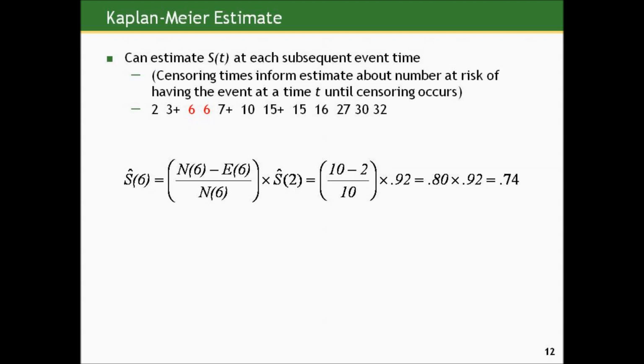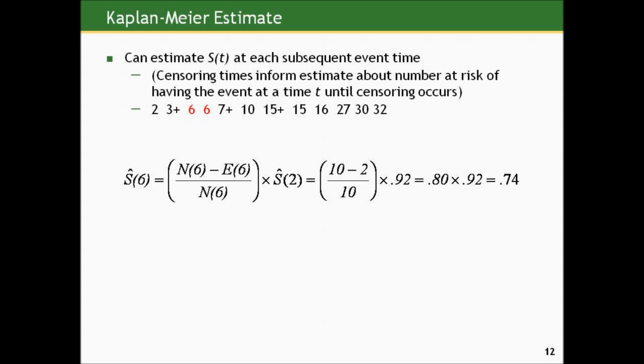We can now estimate S of t at each subsequent event time. So we're going to skip over the 3, who was censored, and jump right to the 6s. We see 2 events at time 6. So let's piece this together. At time 6, how many people were still around? Well, we lost 1 person at time 2 to death, and we lost 1 person at time 3 to follow-up. So of the original 12, only 10 were still around to have the event. Of those 10, 2 people had died at 6 months after their AIDS diagnosis. So 8 of the 10 people who could have had the event at time 6 did not.